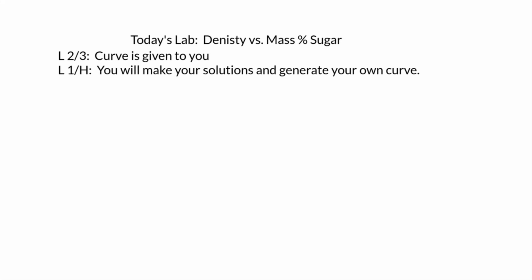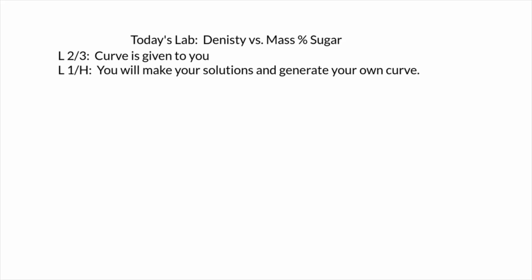Now, what we are doing in today's lab is we are going to either be generating a calibration curve for percent sugar, or the curve will be given to you. So for level 2-3, I am going to give you the calibration curve that I created, and you're going to need to get the density of 2 unknown solutions, use that density to determine the percent sugar in the unknown solutions. For level 1 in honors, you need to make your reference solutions, make your calibration curve, and then use that curve to get the concentration of the unknown.